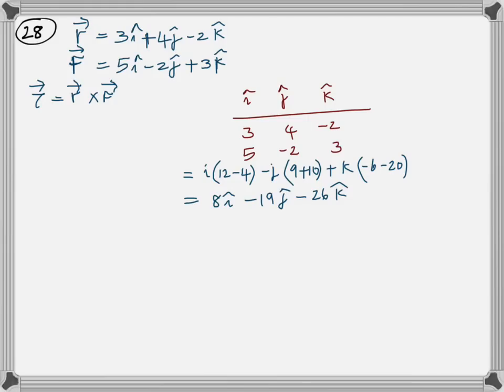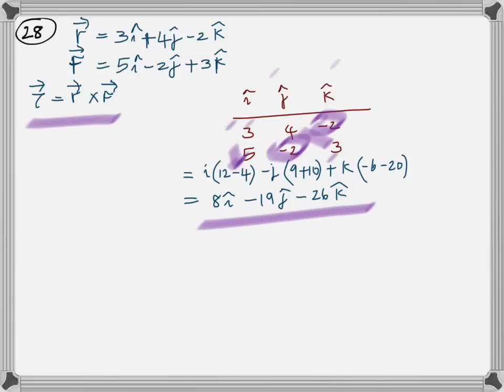In 28, torque is the cross product of R and F. So all you need is put the I, J, K vectors, write down the components, and just take the cross product. Just remember that when you take the cross product of I, you go 4 times 3 minus the product of these two, which is plus, so you get a negative there. So that's why it's 8i. And then it's negative j, and you take the product of 3 times 3, and same thing, and you get the answer.